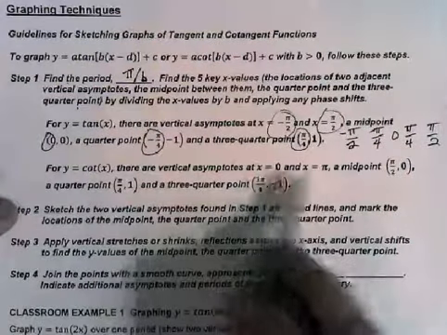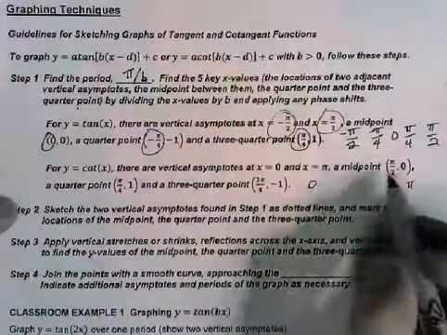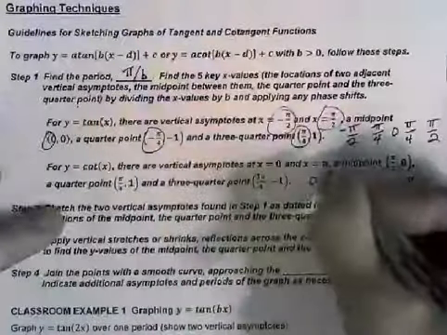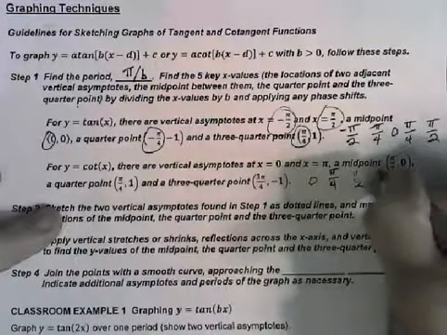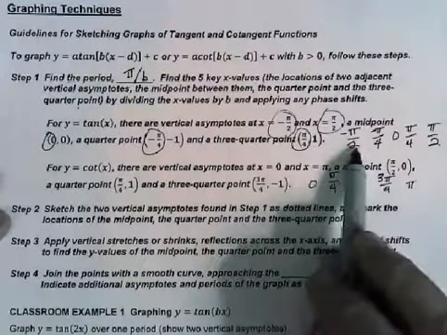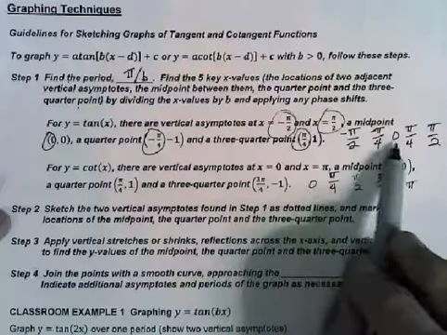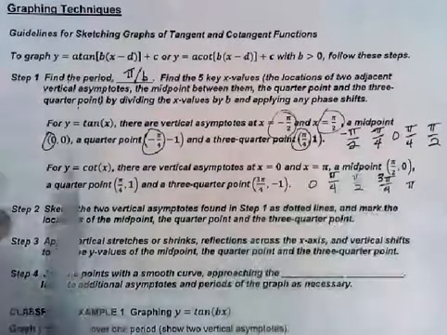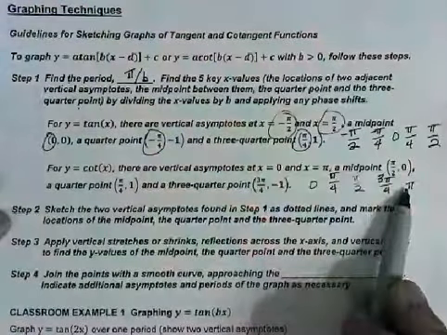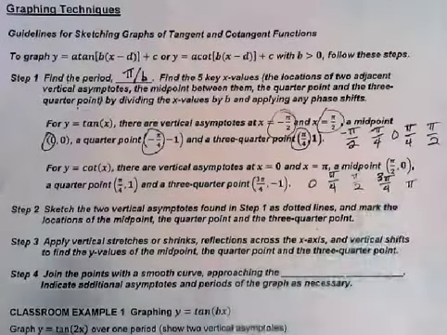For cotangent, again, these are a little bit different. The ones on the ends are 0 and pi. Our midpoint is at pi over 2. Our quarter point is at pi over 4, and our 3/4 point is at 3 pi over 4. What we would do to find the new x values would be to apply any period changes. So we would take each of these and divide by the b, just like we did with our period, and then we would apply any phase shifts to these. That's going to give us the x values for these 5 things.